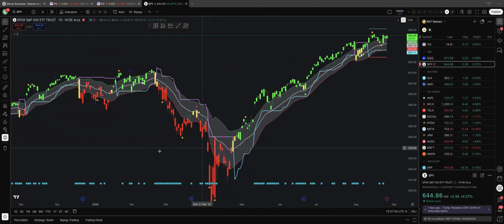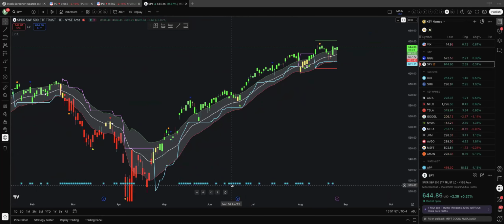And then we have the volume dots here. Anytime you see the volume dots showing up, that means there is above average volume. Okay. When we have above average volume, that means there's a lot of participants in the market. Okay. And so that's what that is. And then all of this is fully customizable.